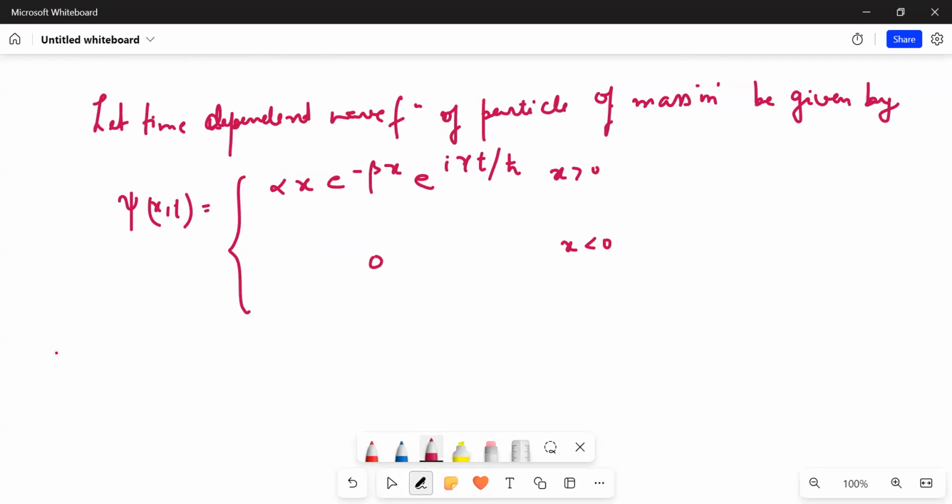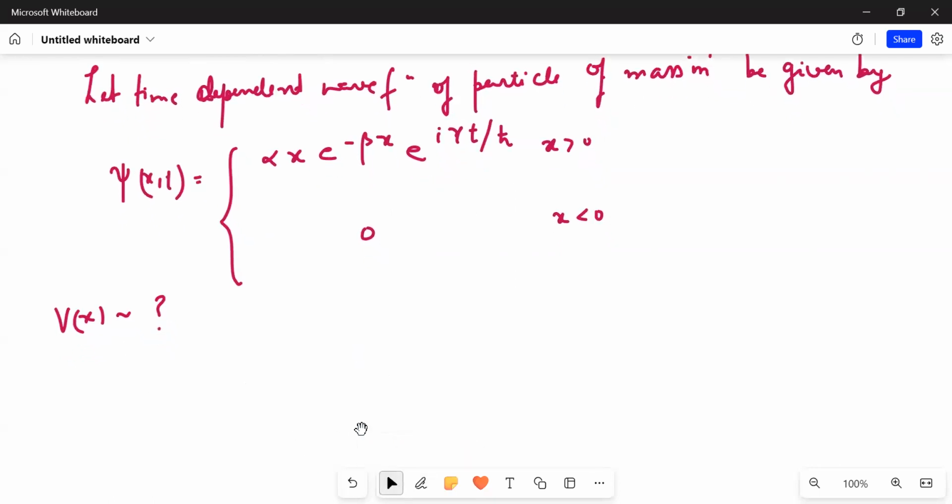So our interest is to find the form of the potential, like how this V of x would be depending upon x and t and so on and so forth. And it will turn out that this potential will only depend upon x. So let us see how to approach this. So basically, we are given this time dependent wave function.